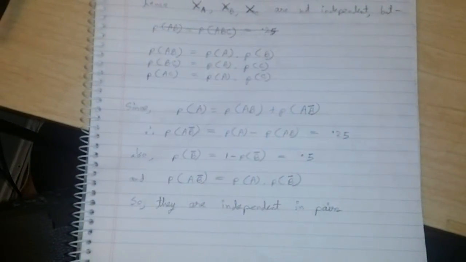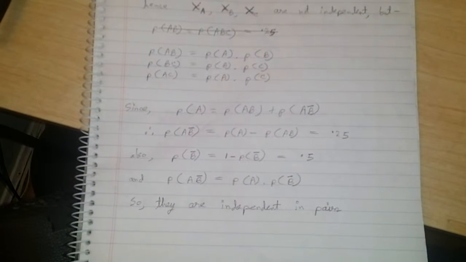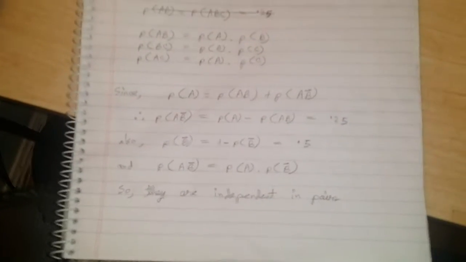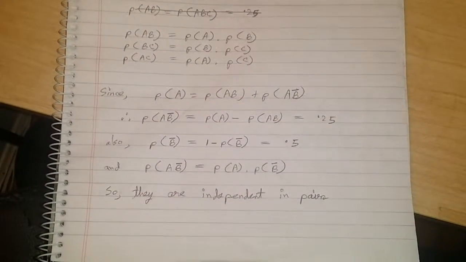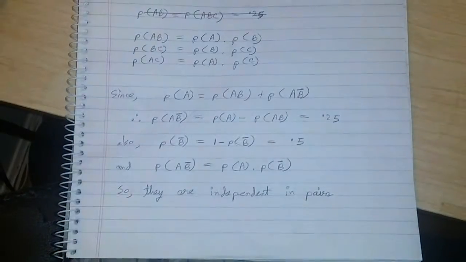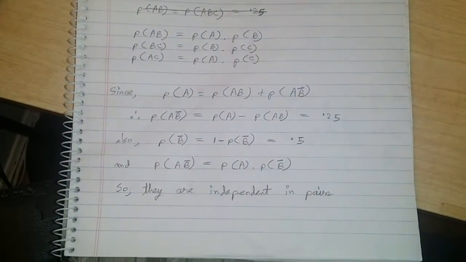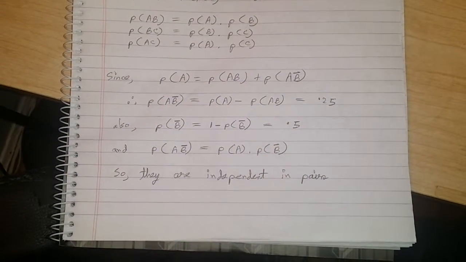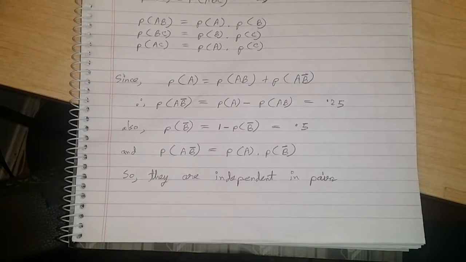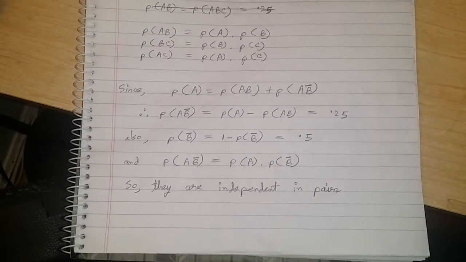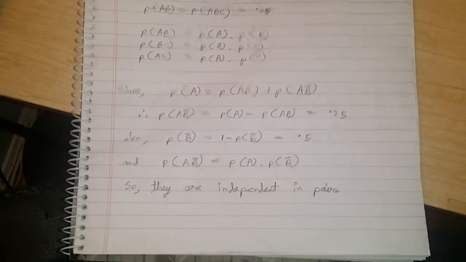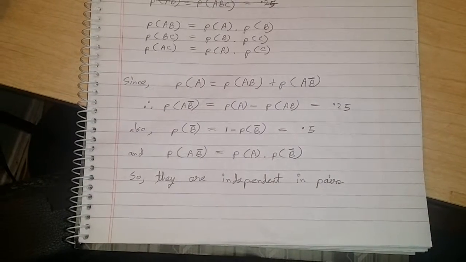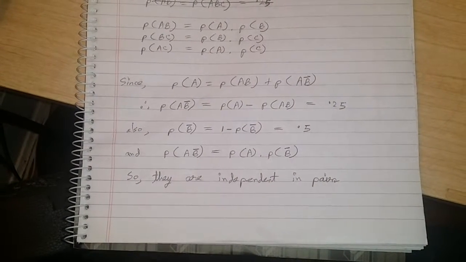Again, set A is equal to A intersection B union A intersection B bar. So using that property, we can find out the probability of A B bar is also equal to 0.25 and probability of B bar is equal to 0.5. So we can say that probability of AB is equal to probability of A into probability of B, as well as probability of A B bar is equal to probability of A into probability of B bar. So using these properties, we can say that they are independent in pairs.